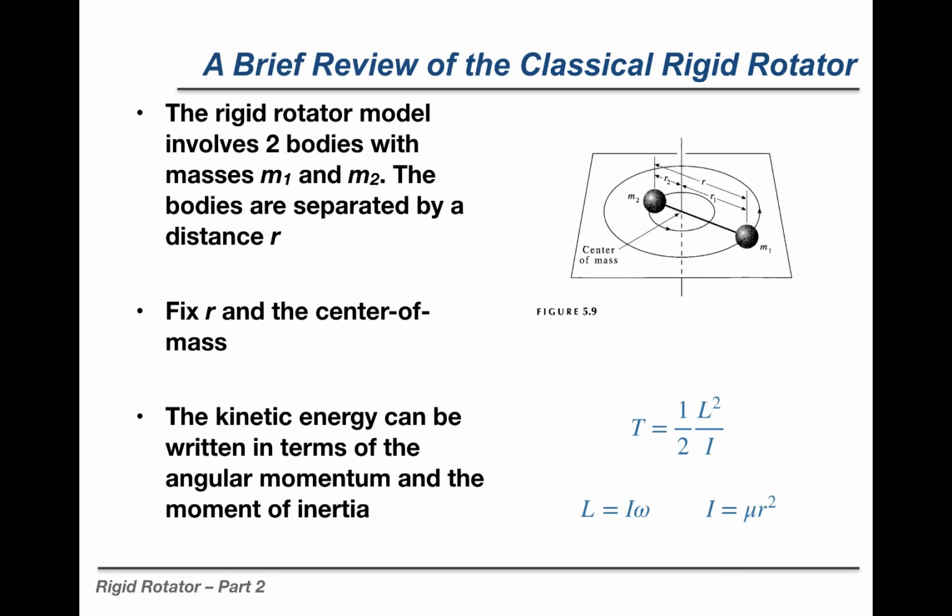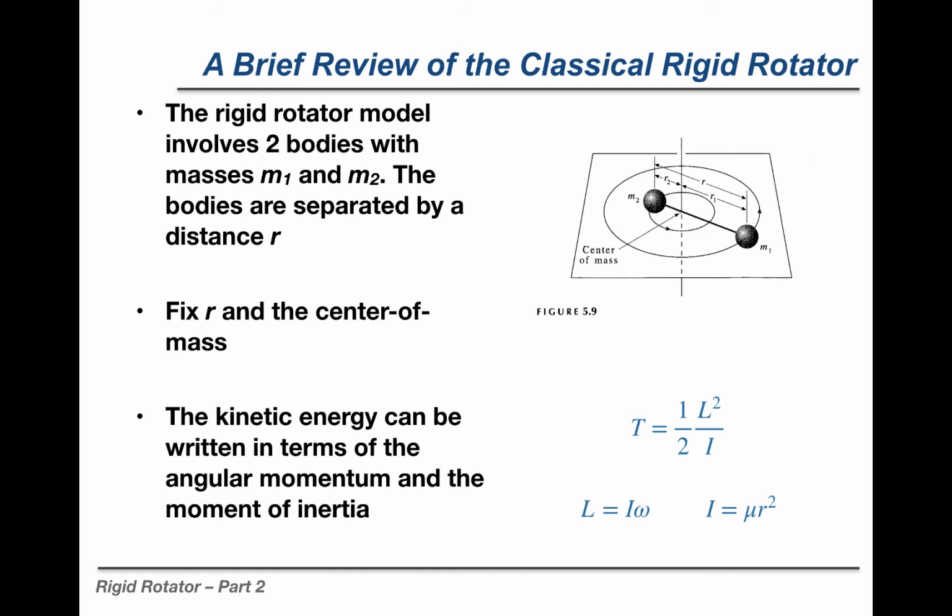In the last video, we discussed the classical rigid rotor, and there were a few key take-home points that we want to remember as we try to develop a quantum mechanical treatment of the same system. First, the rigid rotor model involves two bodies with two masses, m1 and m2, separated by a distance of r. In the rigid rotor model, we employ two constraints on this system. The first is that the distance r between the two masses is fixed, and the second is that the center of mass of our two-body system is also fixed.